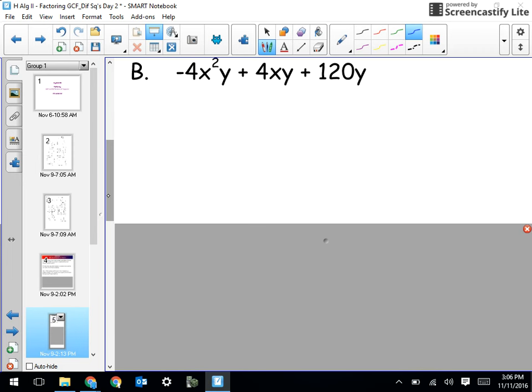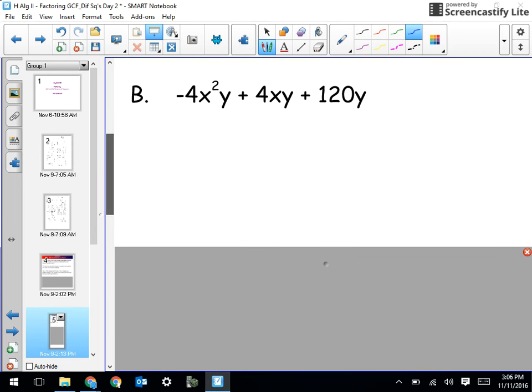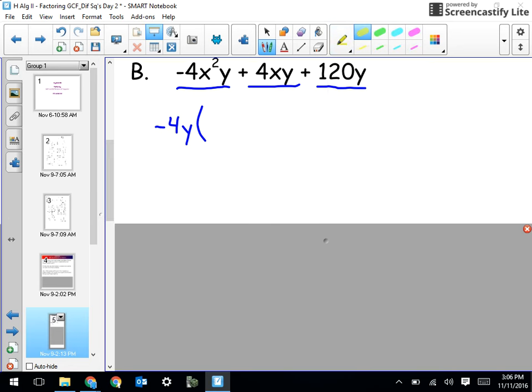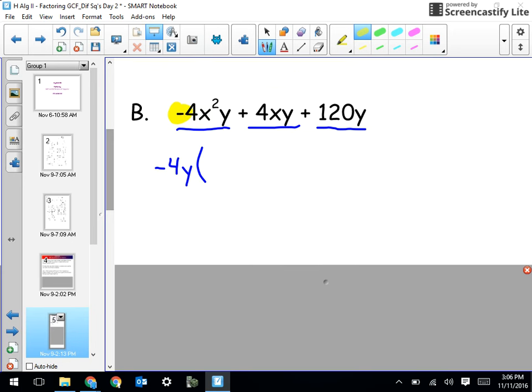Okay. Pause here and see if you can get it. All right, so what do these all have in common? These three terms all have a negative 4y. Now notice that I'm pulling out a negative. Why am I pulling out a negative? Because it's going to make my life easier in a second. I see the leading term here has a negative, and that's no good. I want to get that to go away. So to do that, I just pull out that negative.